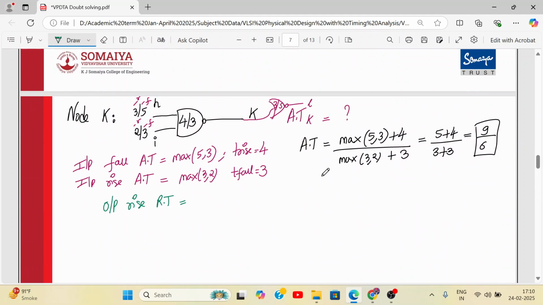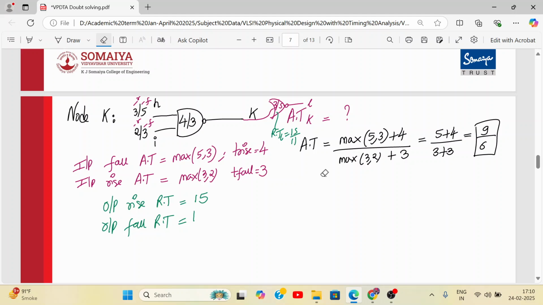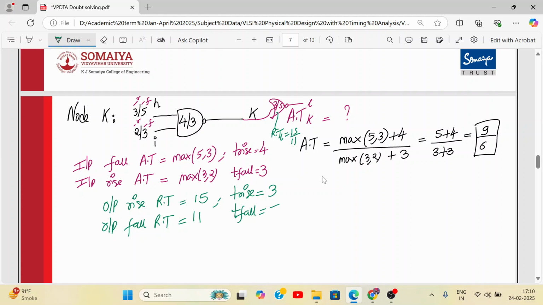15 by 11. So we'll write down rise time for node L is 15 by 11. So output rise arrival time will be 15 and output fall return time will be 11. This is rise and this is fall. And the rise delay associated with the output gate is 3 and fall is 5. Now we have to find the return time.